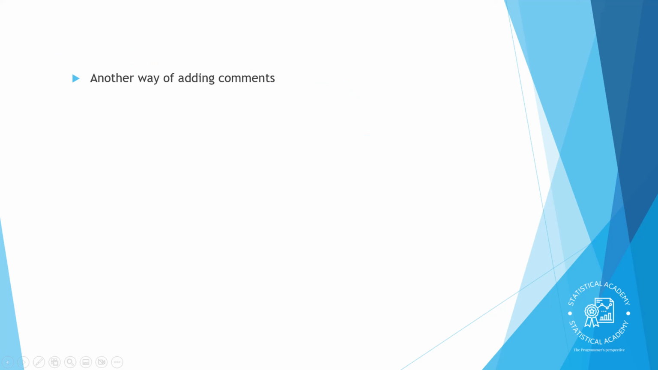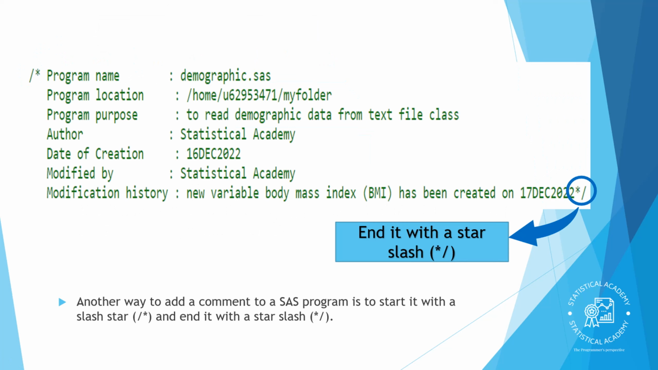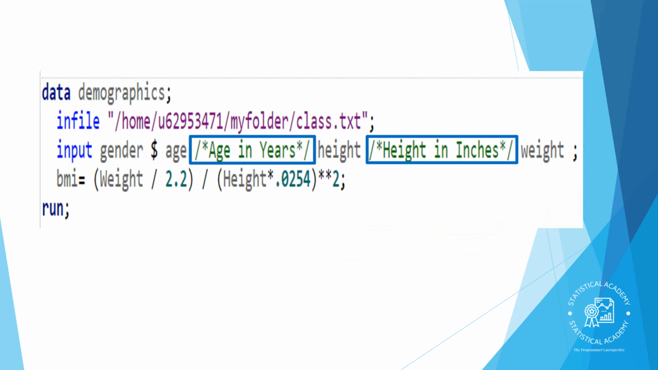Another way to add a comment to a SAS program is to start with a slash star and end with a star slash. You may even embed this type of comment within a SAS statement. For example, you can write like this.